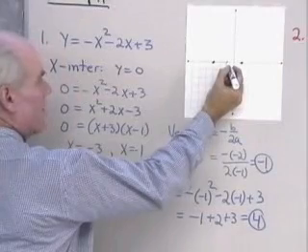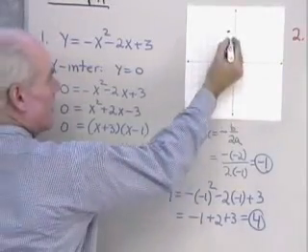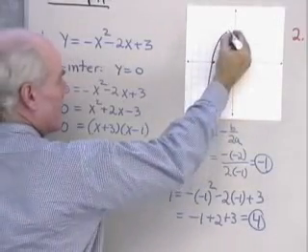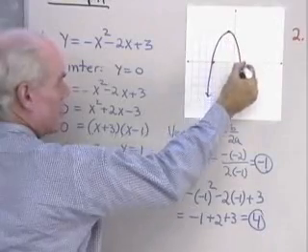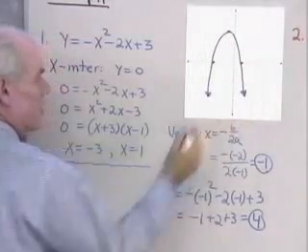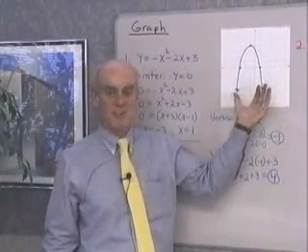So x is negative 1, y is 1, 2, 3, 4. So I get a parabola that's going to look like this. It's going to come down through there and then also through there. So this is a rough sketch of this. It would be easier to do if I was using a pencil and some graph paper.